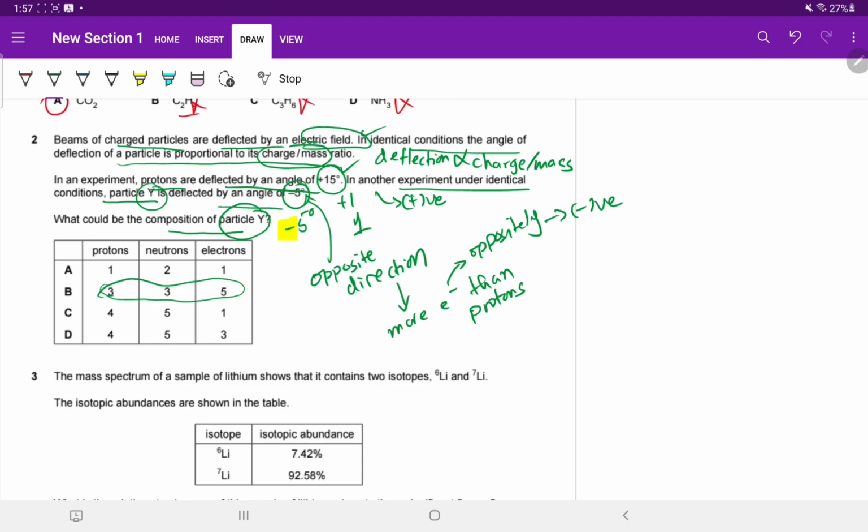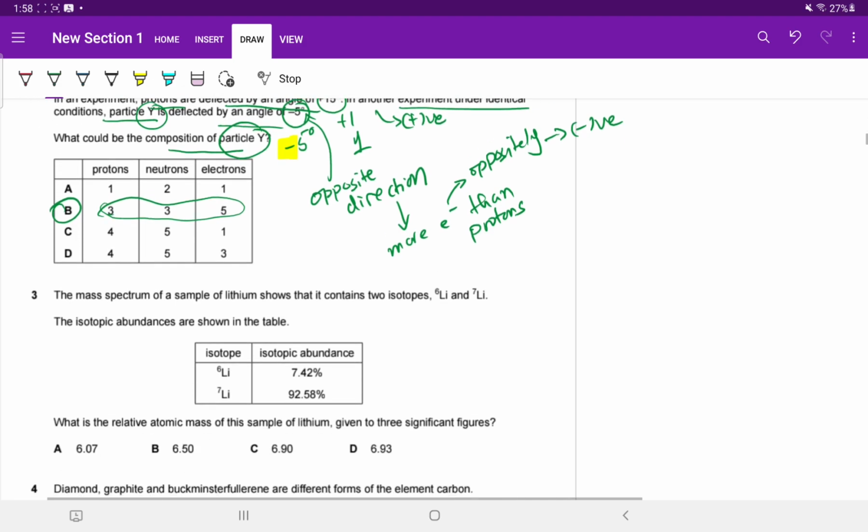But let's clarify some more things here. So our answer choice will be B. This is pretty clear. A very simple way to understand this question is that electrons shall be more because it is being deflected in the opposite direction, and protons are positive, electrons are negative. So this has to be the possible option, because the other choices do not show this.